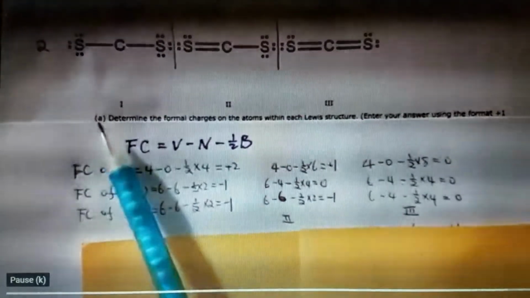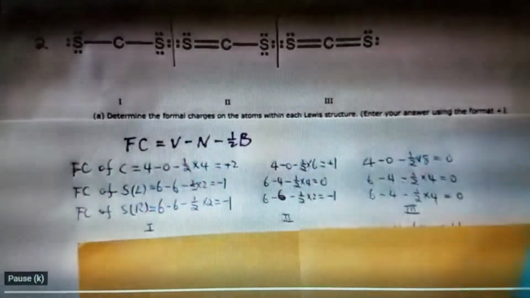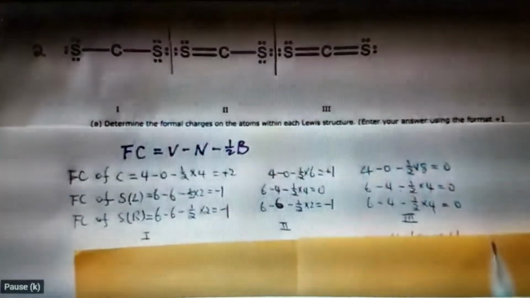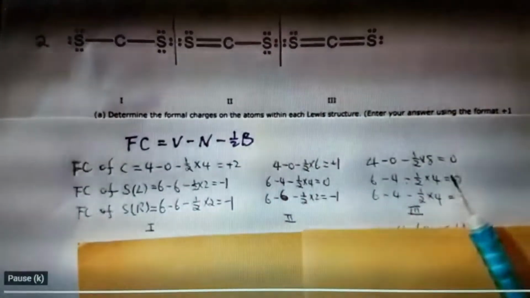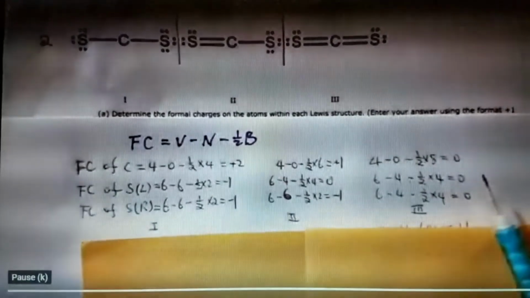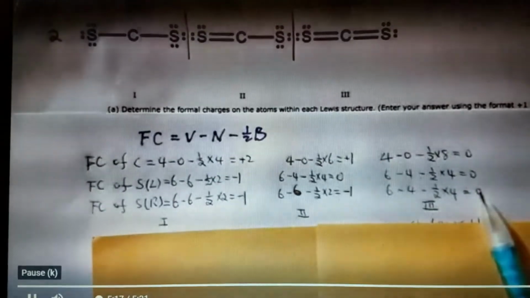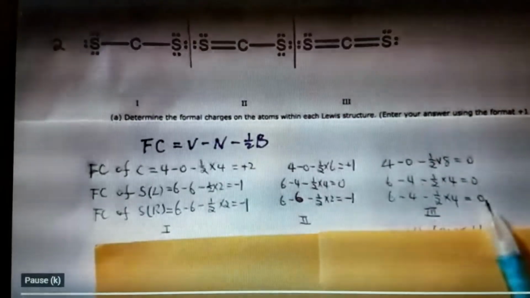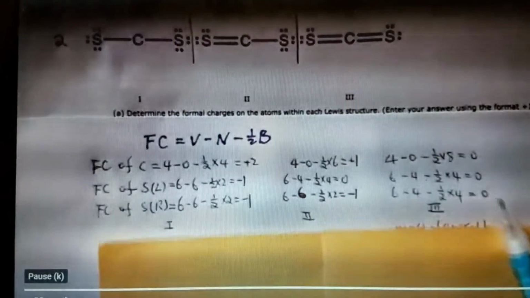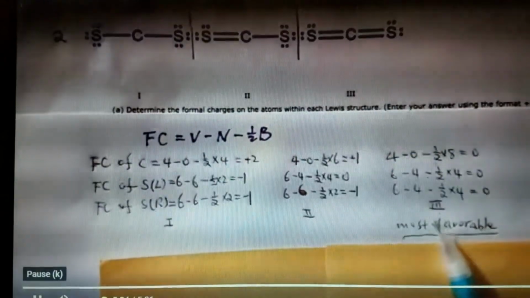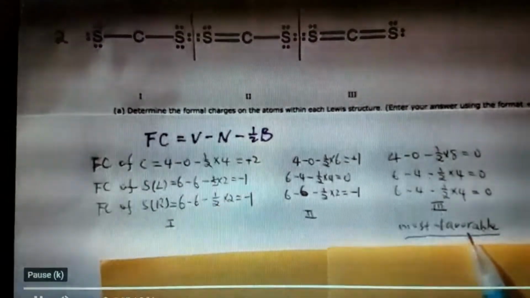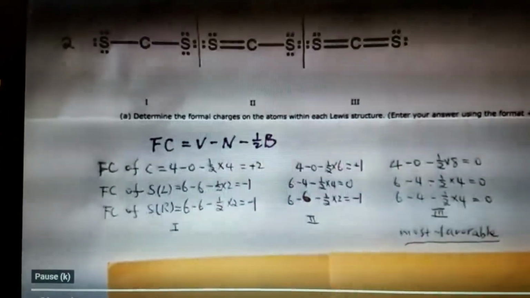Question number 2B asked us to determine which of the three resonance structures is the most favorable one. Again, look at those formal charges. The structure that minimizes the formal charge is the most favorable one. And here, look at structure 3. All 3 atoms have formal charges of 0. That's minimized. All right? So therefore, structure number 3 should be the most favorable one. Okay, that's for question number 2.